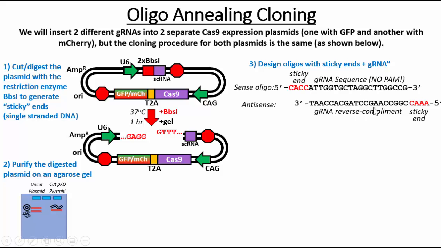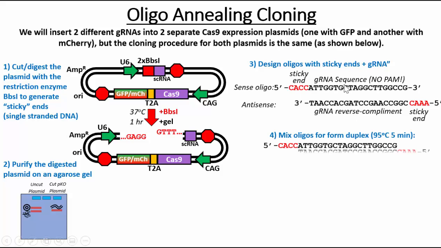If I mix these two oligonucleotides in solution, they will form a duplex. They'll bind one another, we'll have hydrogen bonding there. But notice what happens here is that I've designed these oligos to where the sticky ends are left as single strands. They have nothing to bind to. Such that if I take this duplex that I've formed and I mix it with this digested plasmid backbone, the CACC will find the GAGG. The CAA will find the GTT.